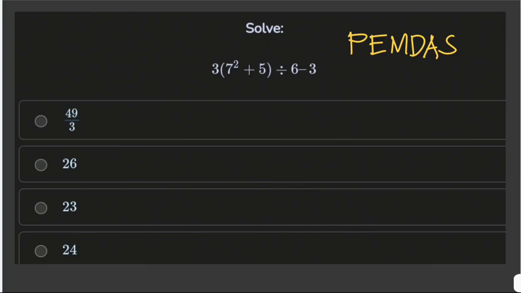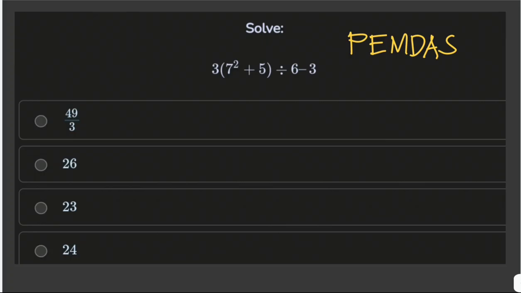where P stands for parentheses. So we solve those expressions inside the parentheses. Then E is for exponent, M is for multiplication, D is for division, A is for addition, and S is for subtraction. And take note that in problems where the expression has only two operations, like only multiplication and division, then you solve it from left to right, as well as addition and subtraction.